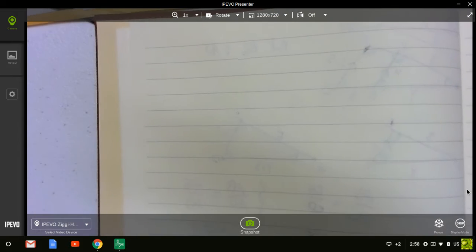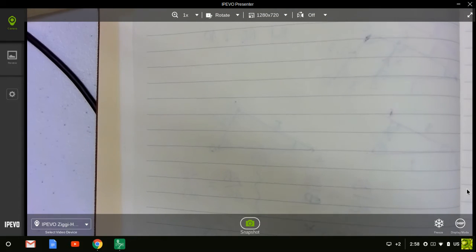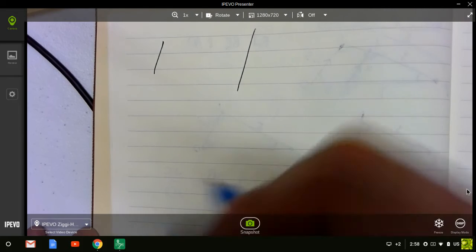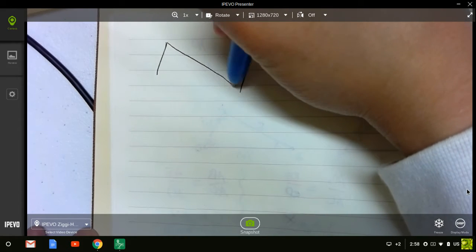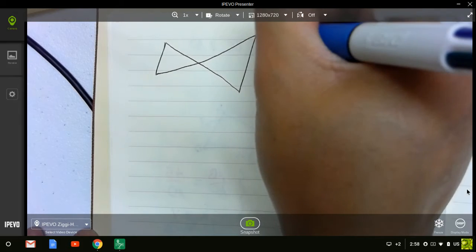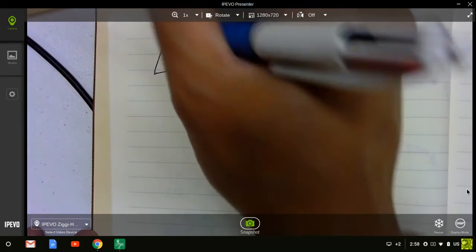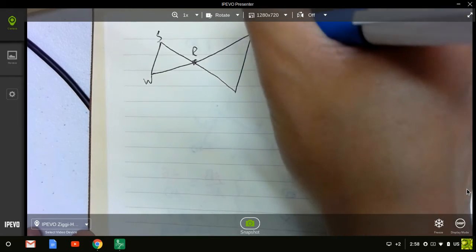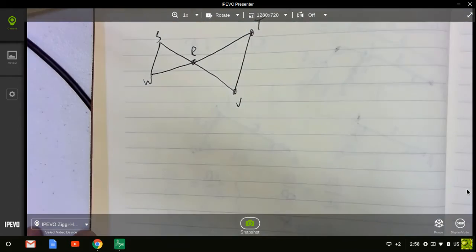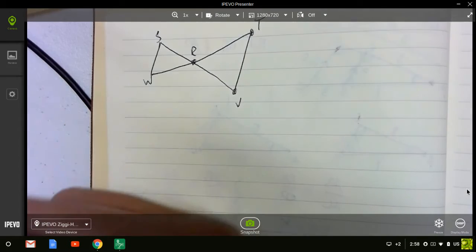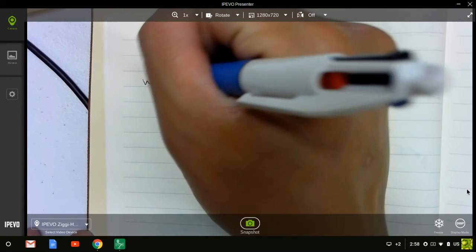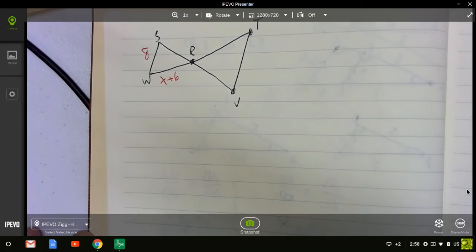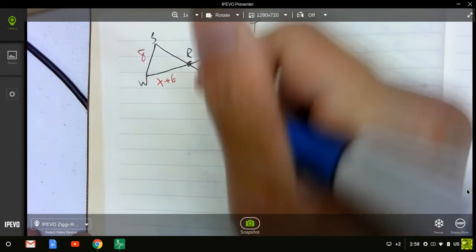You can stop here if you want, but I'm going to keep going. I'm going to do 2 parallel lines here, seemingly, and I'm going to crisscross them to different vertices here and here. Okay. And then I'm going to call this SW, middle point is R, T and V. Okay. And then I'm going to go ahead and color code this to be 8, and this is going to be X plus 6. And then over here in the blue will be 2X plus 6 and 10.